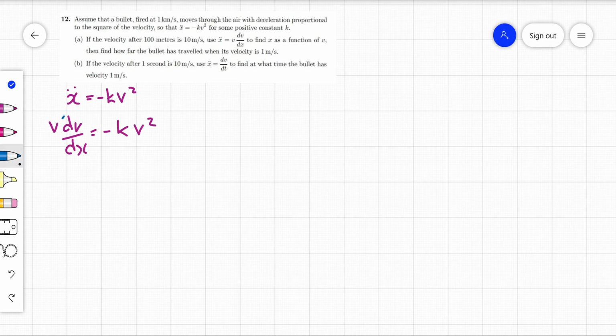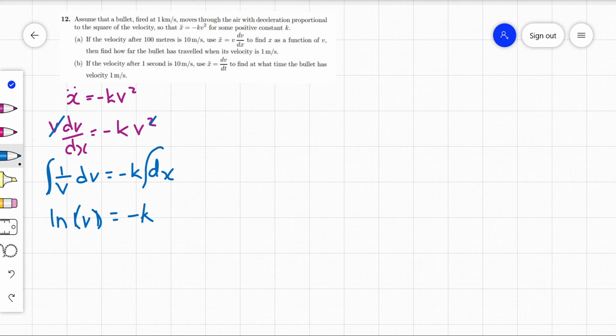So that v is going to cancel one of those. So we have 1 on v dv, and we have a minus k dx. So we're doing log v. Now it's positive, so I don't have to worry about that. It's just going one direction, minus kx plus c.